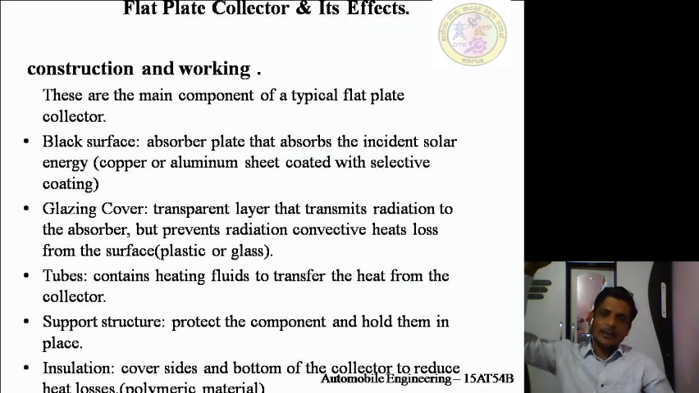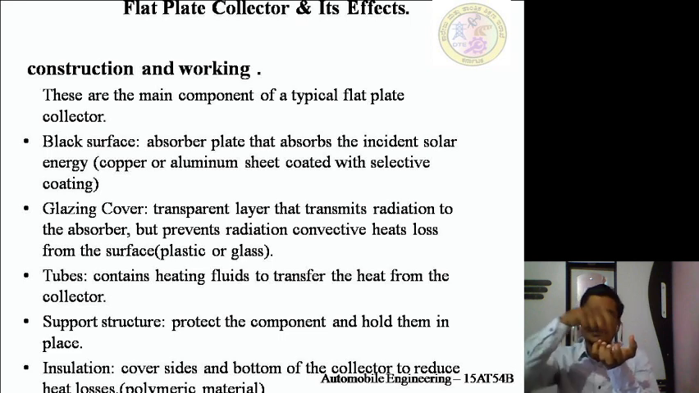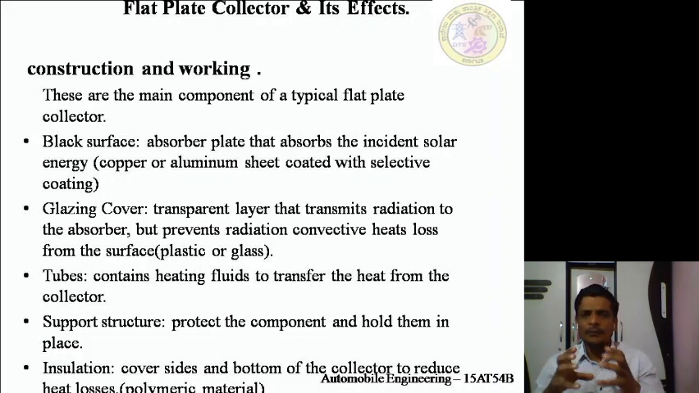Whenever the solar radiation hits the absorber plate through the glazing cover, which is made up of a plastic or glass material, the absorber plate, or we call it a black surface, absorbs the heat. From the absorber plate, the heat is transferred to the tube, which is sometimes an integral part of the black surface. This is a brief working of how the flat plate collector works.